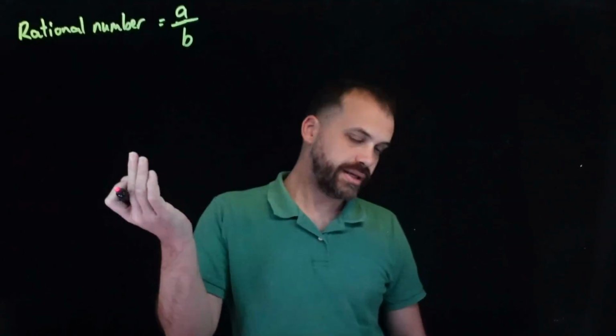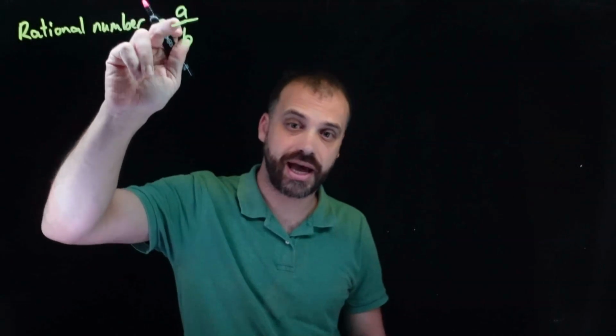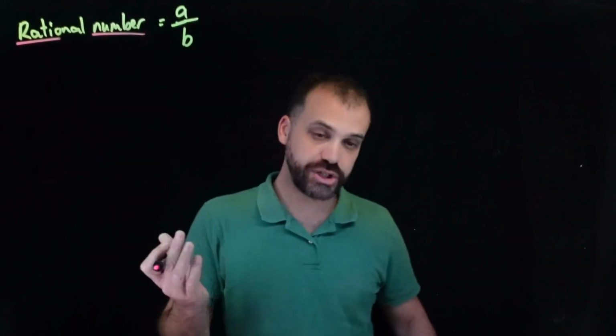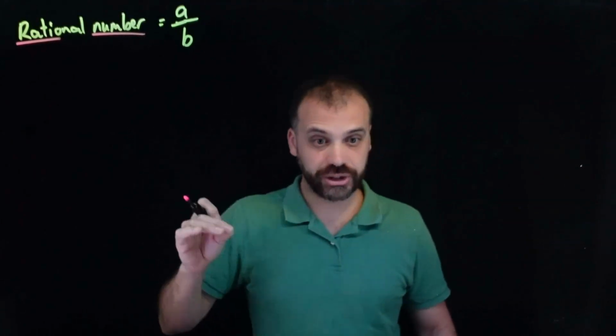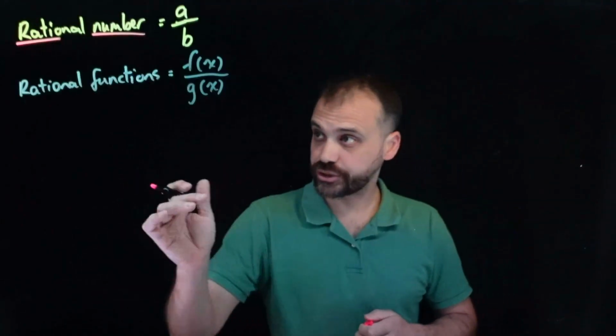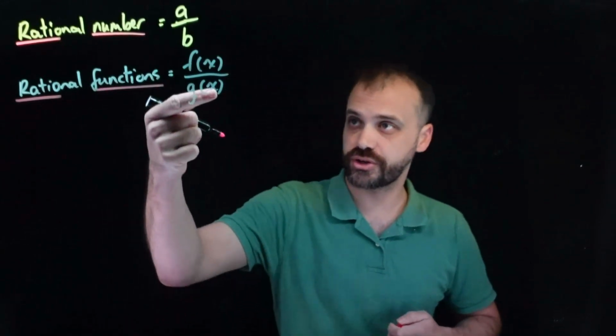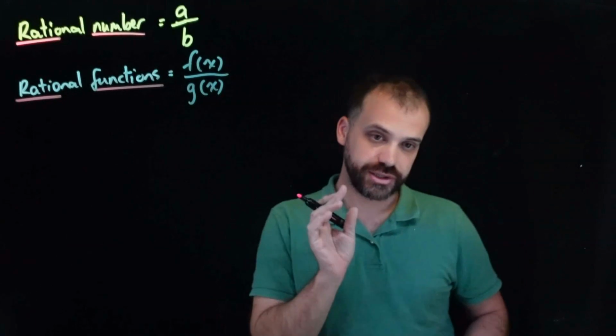So you already know what a rational number is. It's a number that can be expressed as A over B. It's a ratio number. We also have rational functions. Now, a rational function is a ratio between two functions. So f of x over g of x.